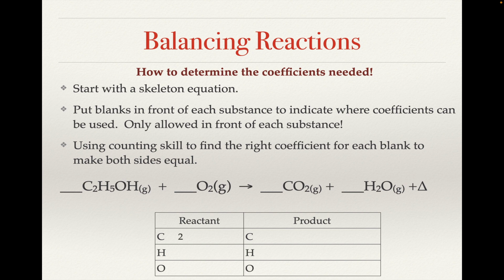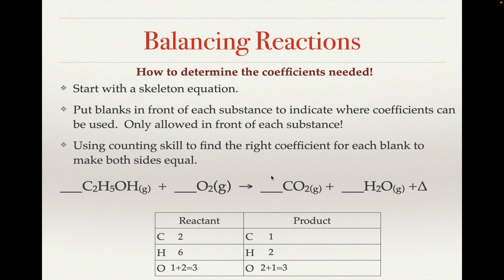So I have 2 carbons on this side. I have 6 hydrogens. I have 5 and 1 over here for 6. I have 1 oxygen plus 2 more for 3 on this side. On this side, I have 1, 2, and 3. So if we look, my oxygens are the same. That's good. My carbons are not the same. My hydrogens are not the same. So I need to fix it.